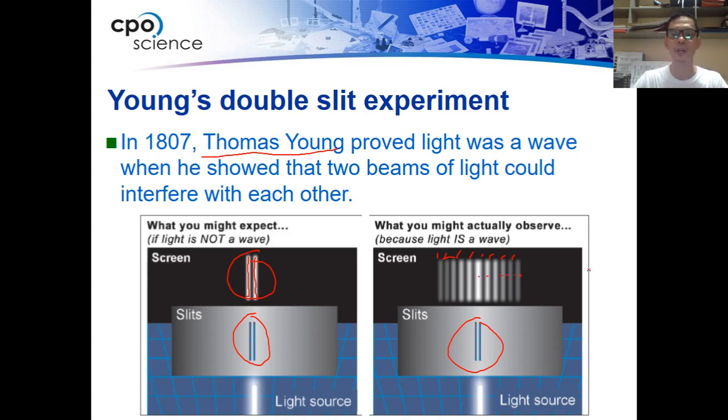Based on Young's hypothesis, he thought that light is not a wave. So he expected that if he shined a light on two slits, it would come up with this outcome. Let's see what this experiment looks like.